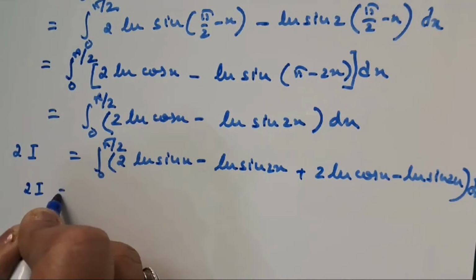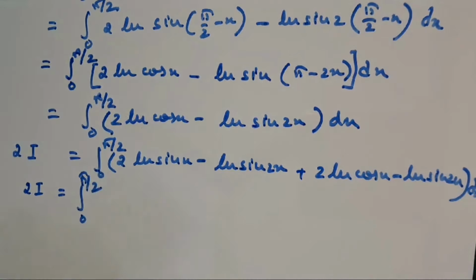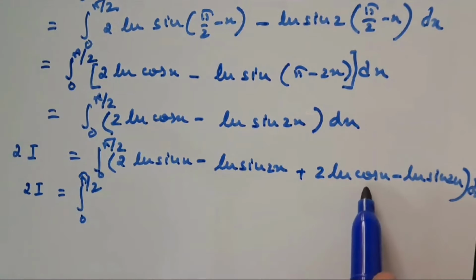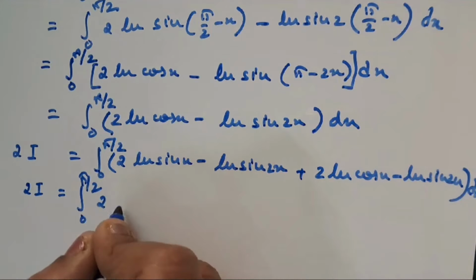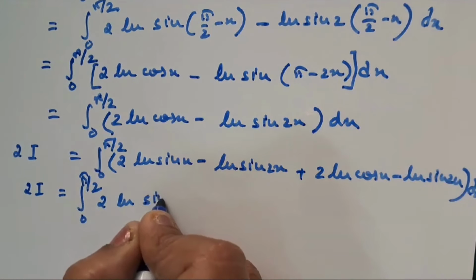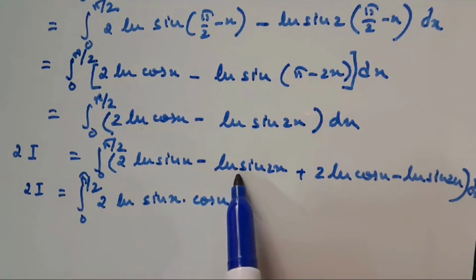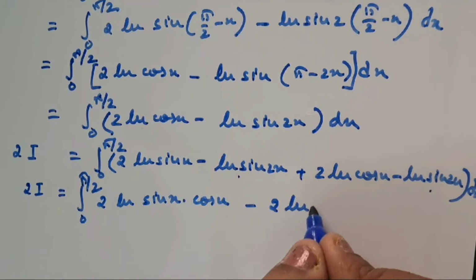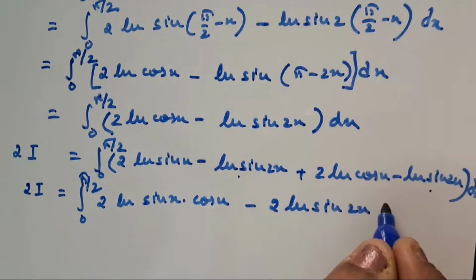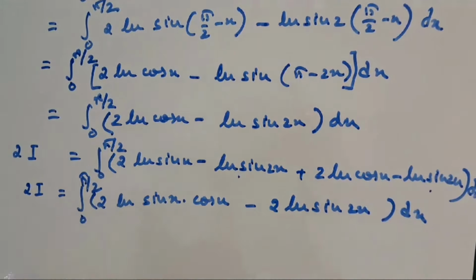So I have taken both the I's under the same integration. So 2I is equal to integration 0 to pi by 2. Now ln sin x plus ln cos x. Now we know that log a plus log b is log of a into b. So it becomes ln of sin x into cos x, and minus ln sin 2x minus ln sin 2x will give you minus 2 ln sin 2x dx.